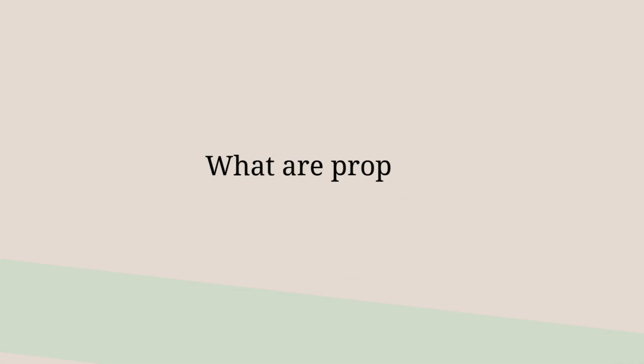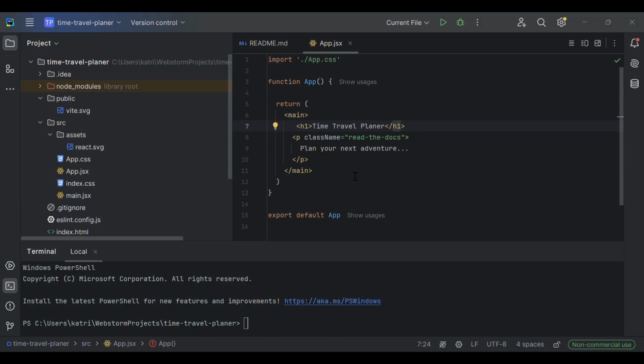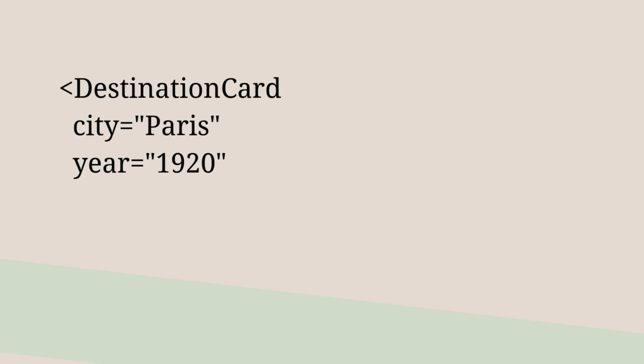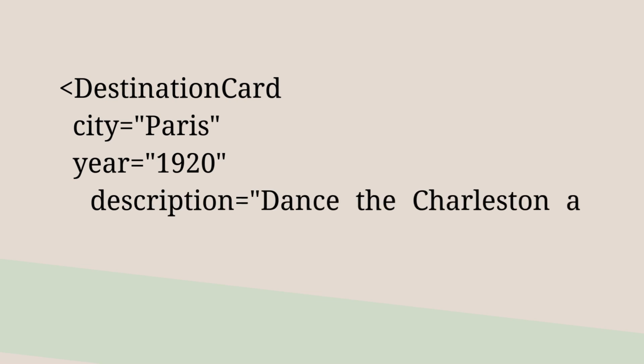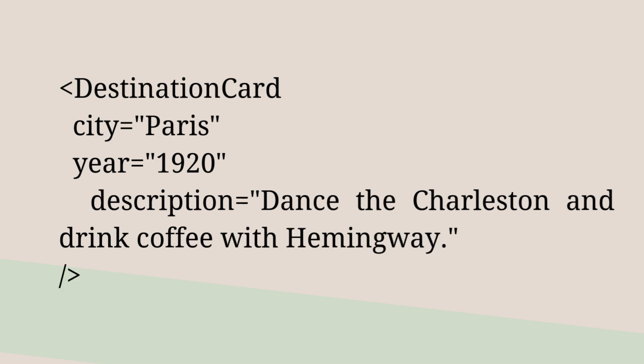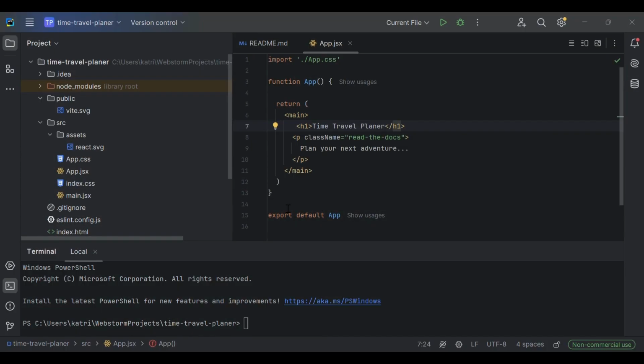What are props? Props are short for properties. They are how you pass data into a component. Think of props as function arguments, but for your UI. For example, we will pass to our destination card city, year, and description. And inside the destination card component, we can access these props in order to display dynamic content. So let's write our destination card component.